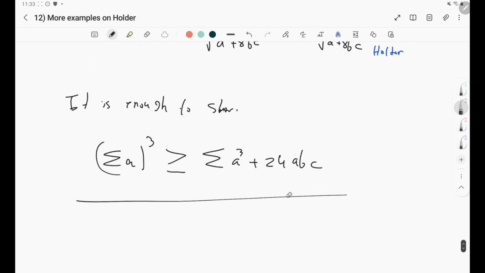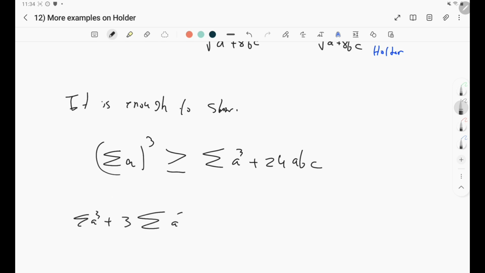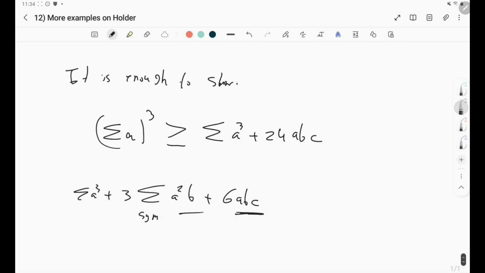Of course this thing is really a piece of cake. Just expand this, you can already see that you're going to get a single sigma a cube plus abc, which is the weakest thing ever. You should be able to expand this really quickly. This thing is just sigma a cube plus 3 sigma a square b symmetric plus 6abc. You're just going to have these terms coming, so you just need to work on one of them.